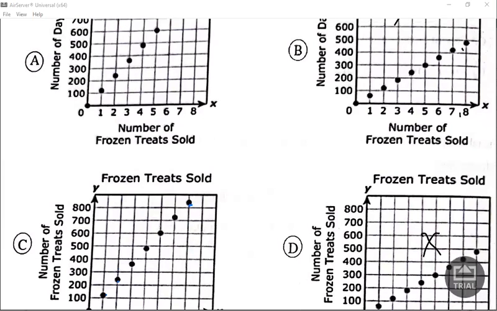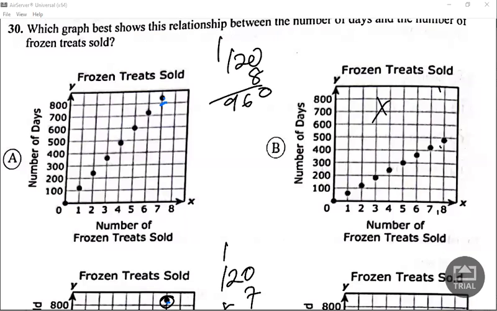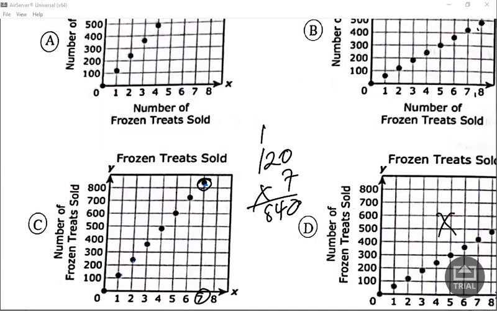So for C, it's 8 days, 7 days rather. So let's check the average for 7 days. 7 times 120: 7 times 2 is 14, 7 times 1 is 7, so 840. This is 800, so it could be about 840. This one is also close. This one looks to be a little bit higher, so I'm gonna go with C.